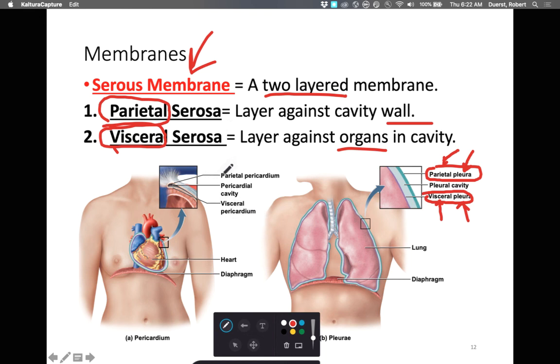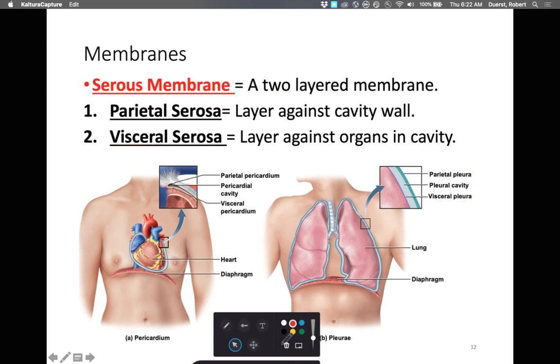We could use the same terminology for the pericardial cavity. The parietal pericardium is towards the outside. The visceral pericardium is towards the inside.